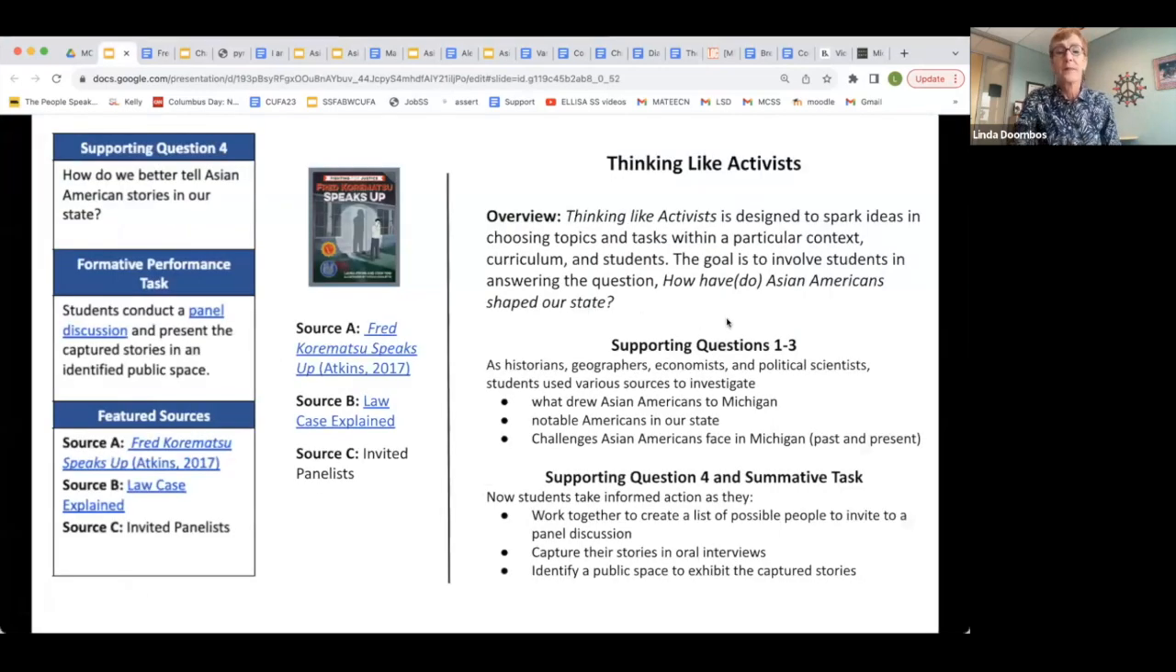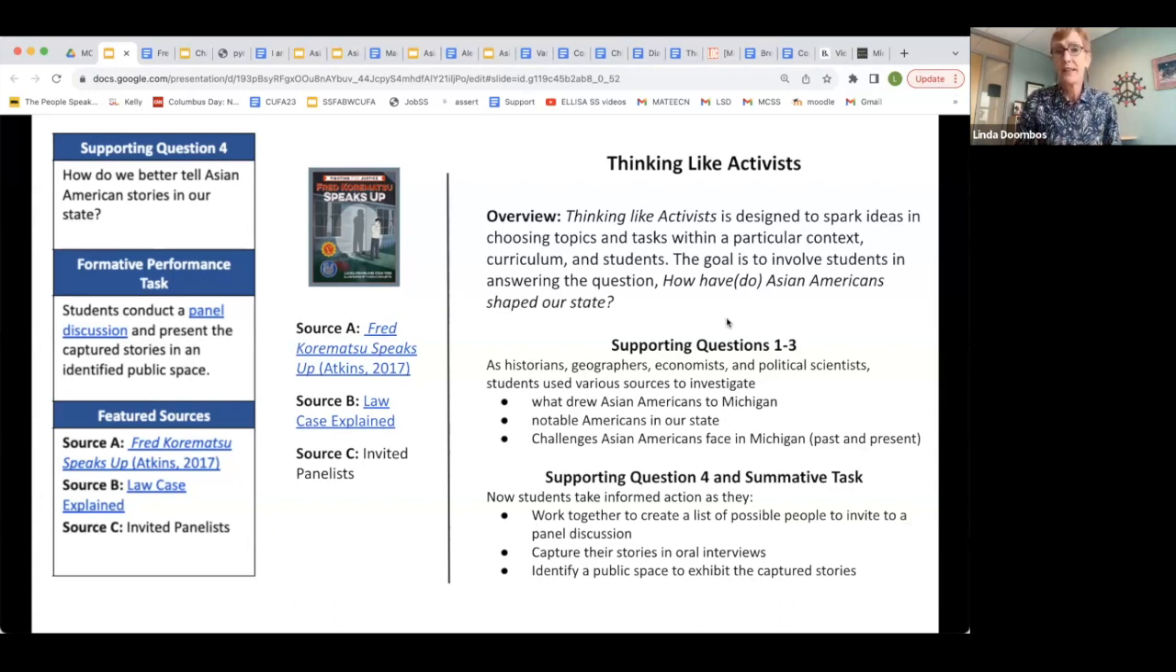And then, if possible, what could happen is that have students get into groups, create a list of possible people that they might want to invite into a panel discussion. Maybe they can reach out to some of the people that they saw on the choice board. Maybe if there's Asian Americans in the class, they could have their story told. They could bring in someone that they know and the students could capture those stories in an oral interview.